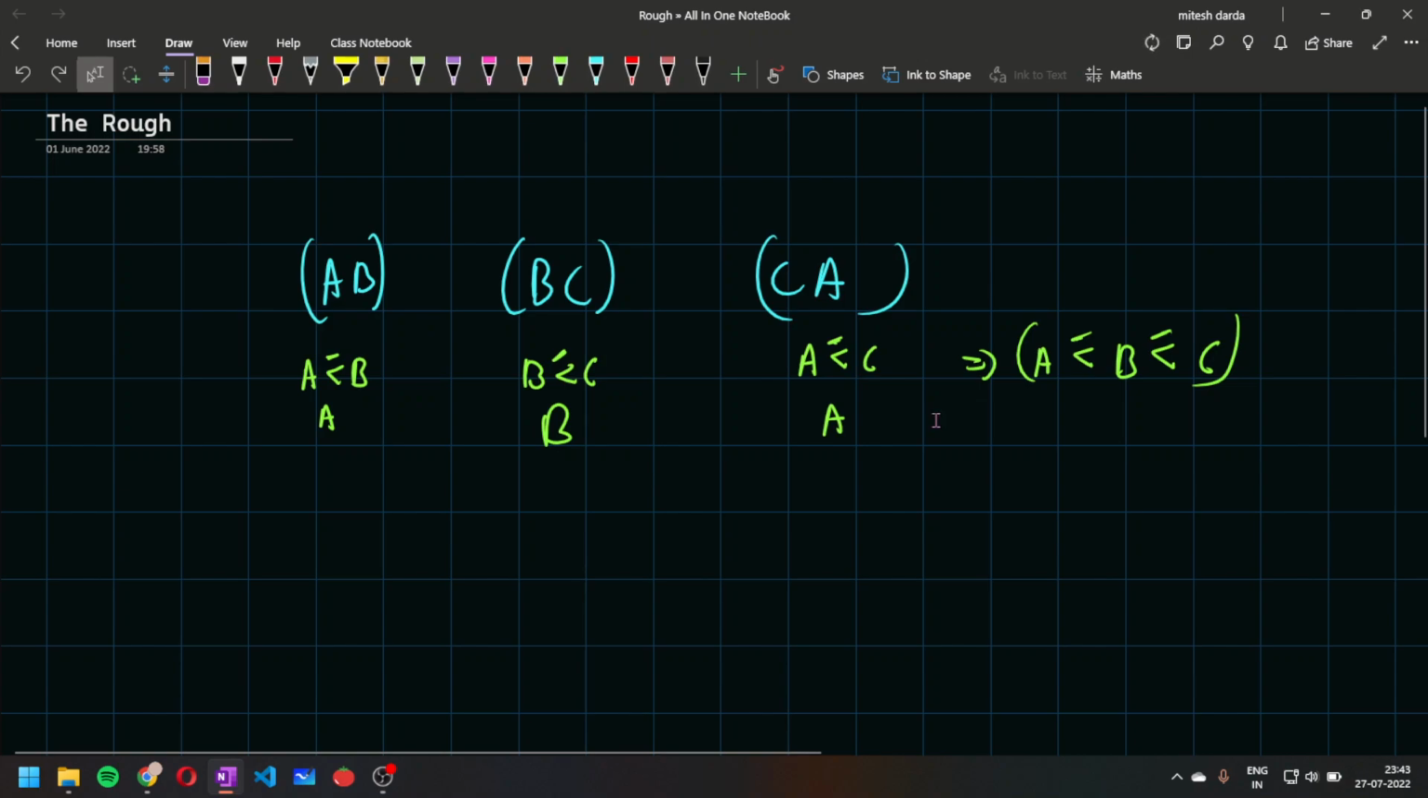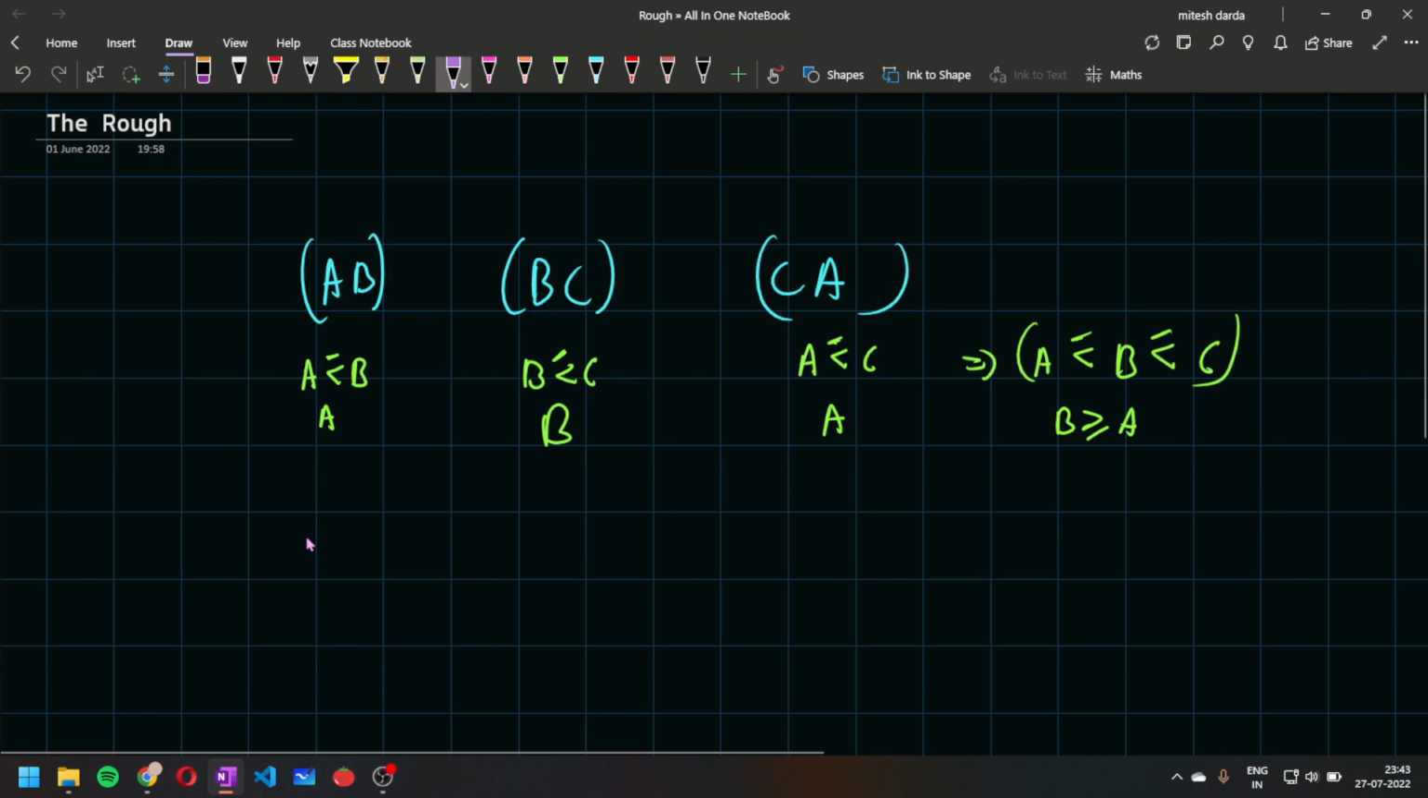The conditions would be that these two values should be equal, so the first and the last value should be equal, and the second value, which is basically B, should be greater than or equals to A. So these are the two conditions: this and this value should be equal, and this value should be greater than or equals to A. So this is the first condition.